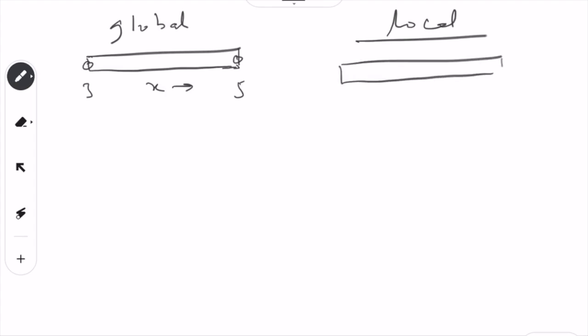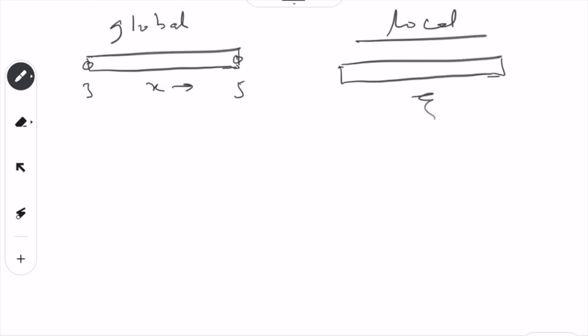Okay. So, this may be the global one. How is it going? This is going from 3 to 5, okay, x. Local, maybe we take something else, maybe xi or something, that way it is, so you are not confused, right.